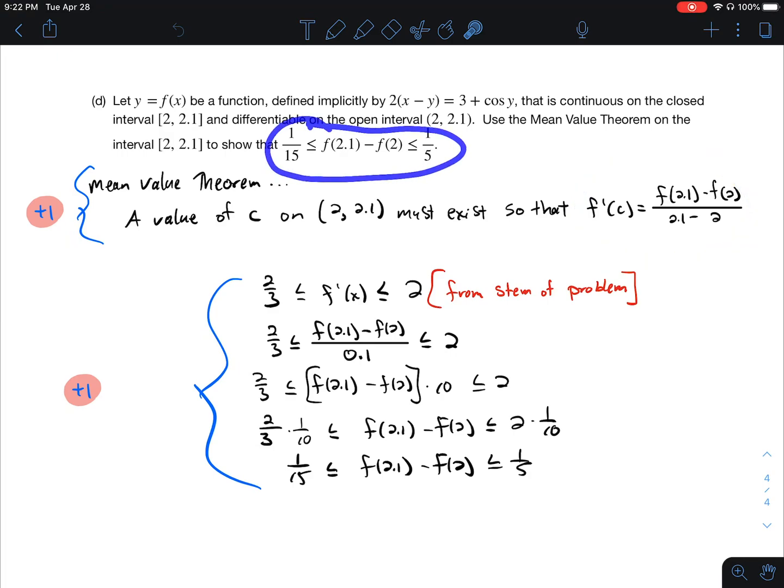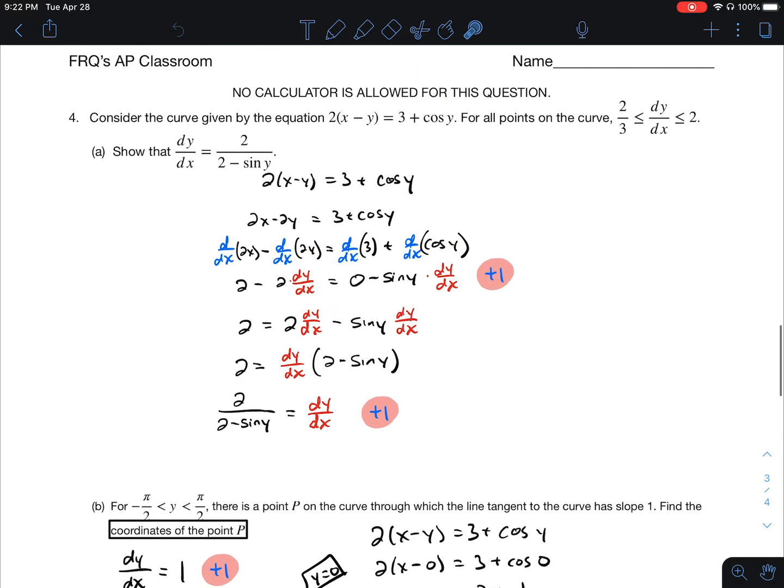So what looks familiar about this is that the middle of this is this numerator. This says from the stem of the problem, if you go back to what this problem originally said, here this is the stem. It tells us that the derivative is between 2 and 2/3.